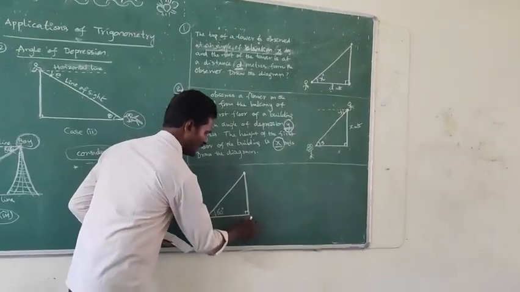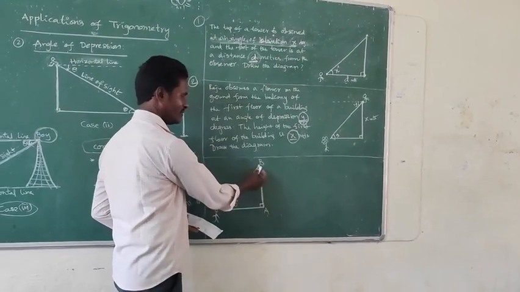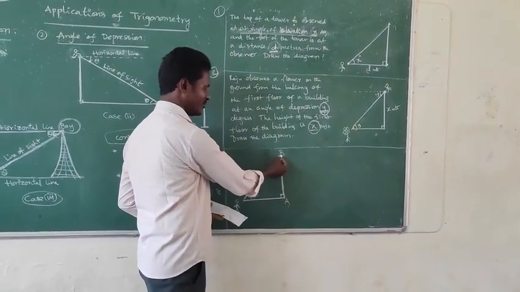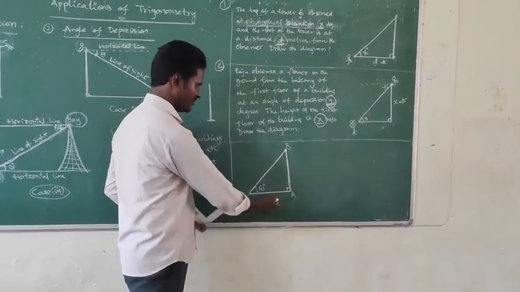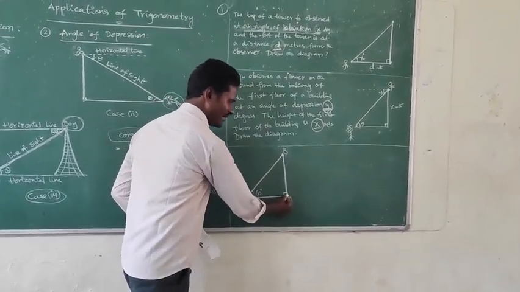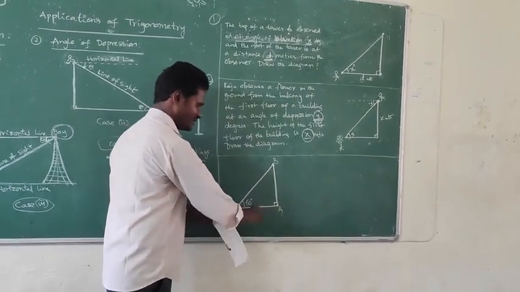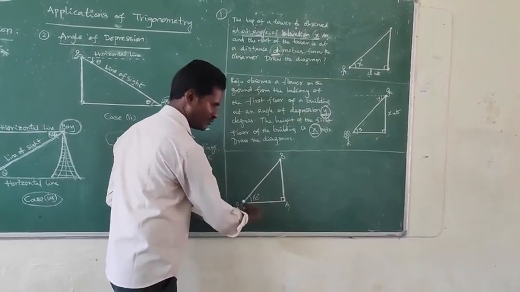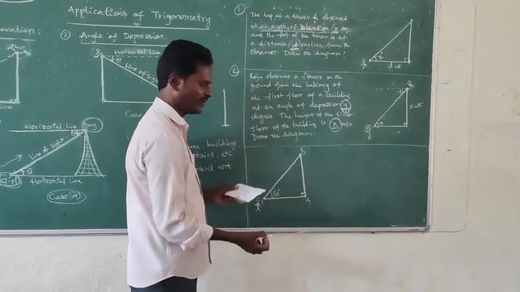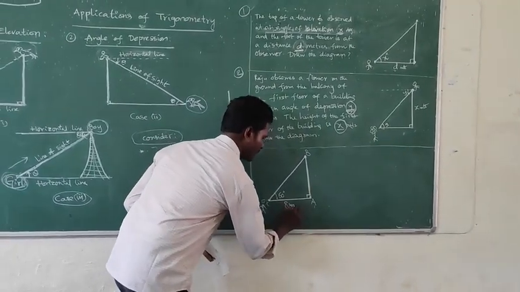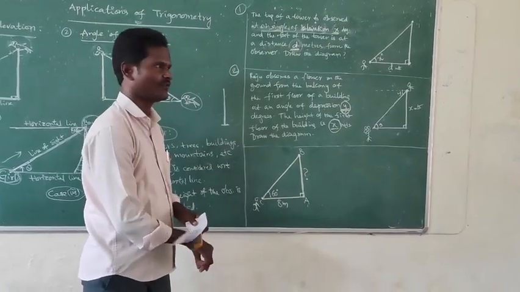Suppose the electric pole is considered as AB. AB is the electric pole, B is the top of the electric pole, and A is the foot. C is the point of observation. The distance between the foot of the electric pole and the observer is given in the problem as 8 meters. And we have to find the height of the pole. So this is the whole problem.